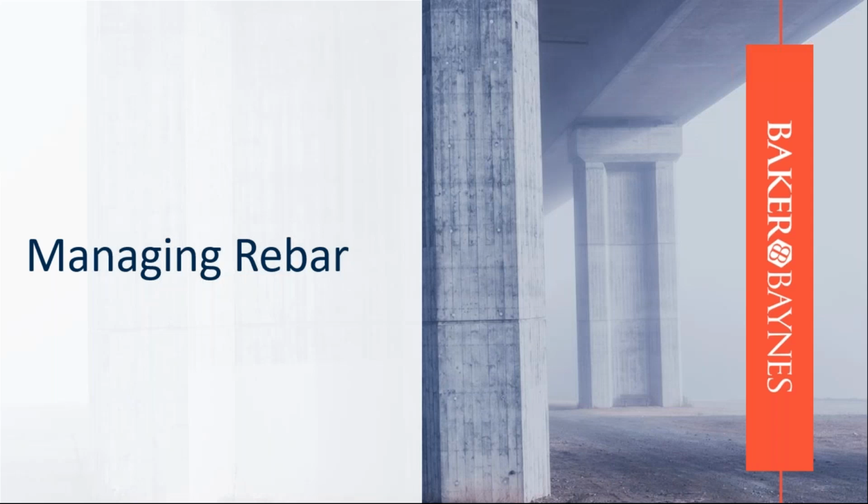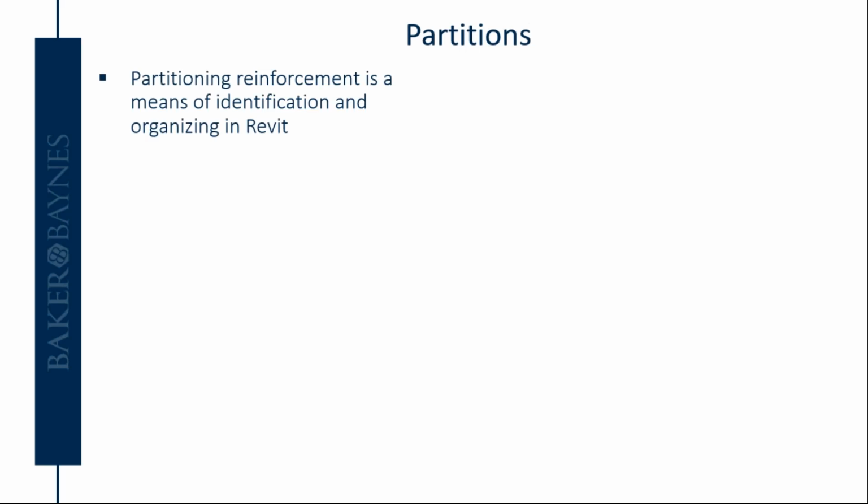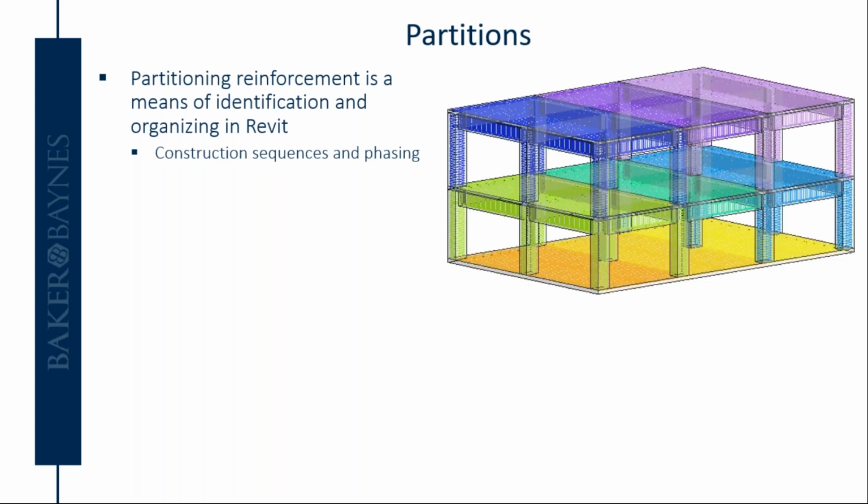Okay. Then managing rebar. So we look now at placing rebar. We looked at assigning views and different ways to view it, and the partitions, which we did touch on, but just to mention again, it's a means of identification and organizing your bars in Revit, and there's various ways to do this. You can do it according to construction sequences or phasing, and it could look something like this.